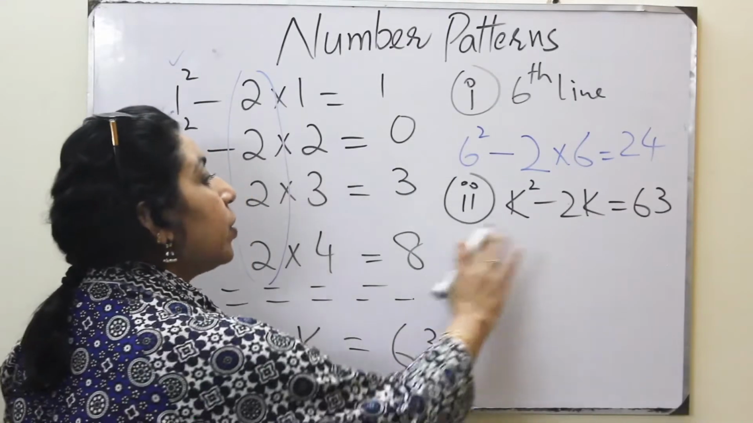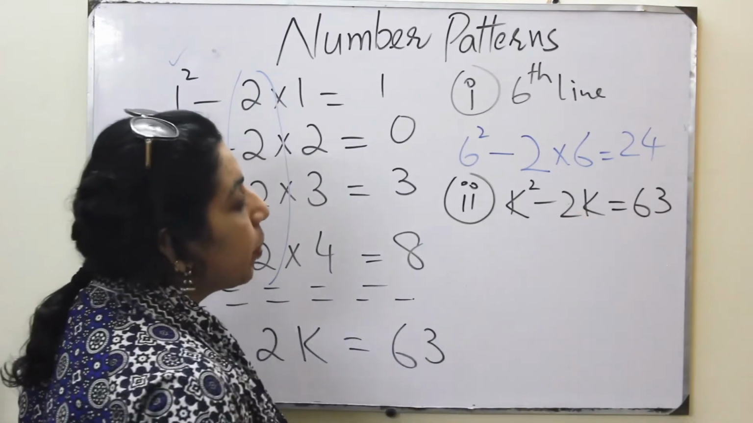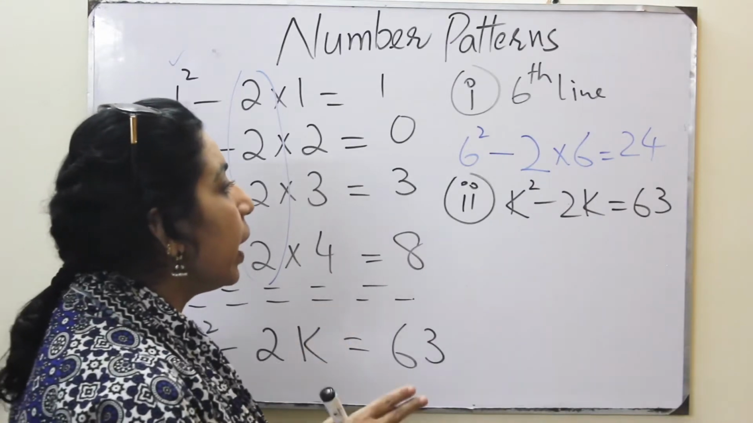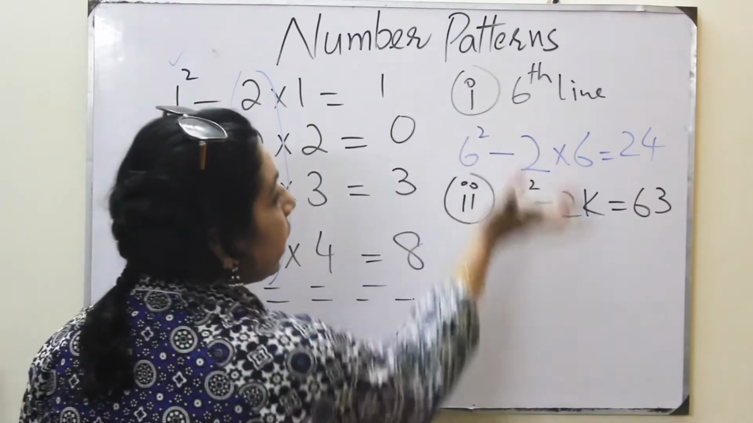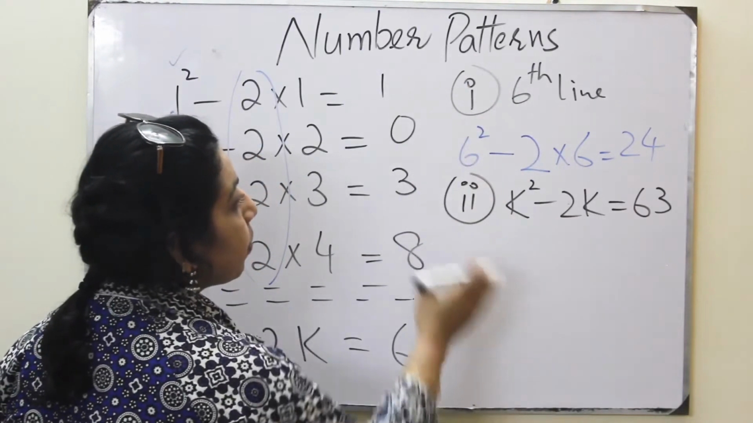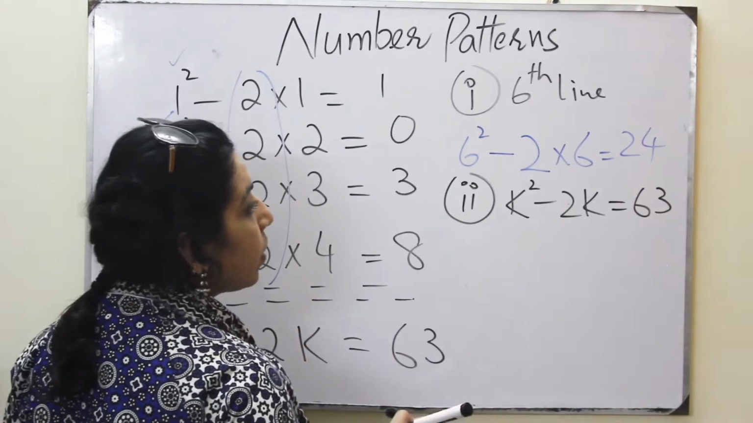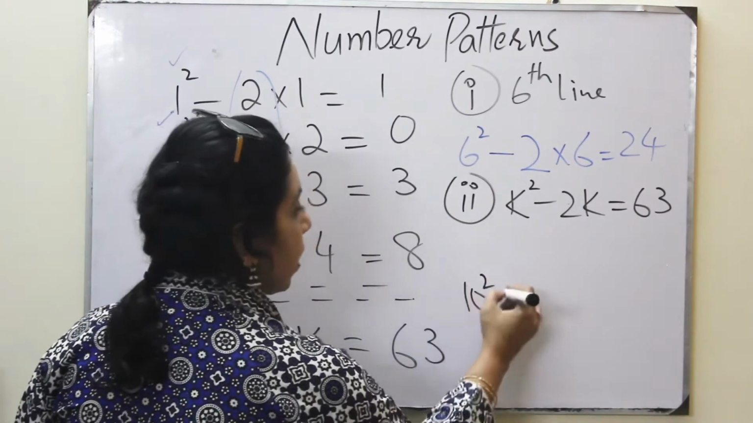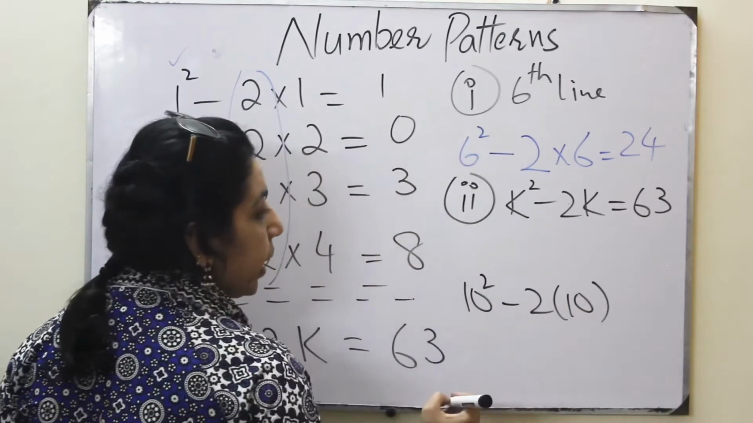For k we can solve this quadratic equation by taking this 63 on this side and putting it equal to 0, but from that solution we will have two values of k. And if we extend this procedure, 6 square, then 7 square, 8 square, 9 square and so on. If I take, for example, 10 square minus twice into 10, I have 100 minus 20, that is 80.